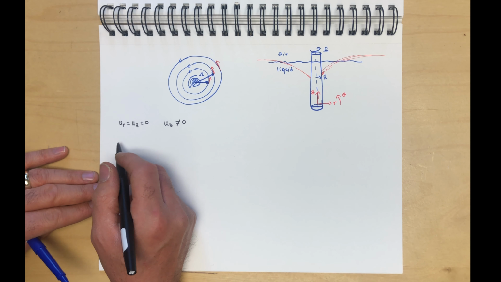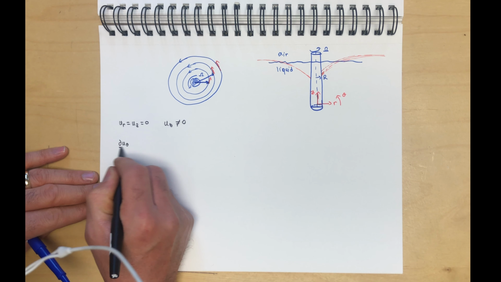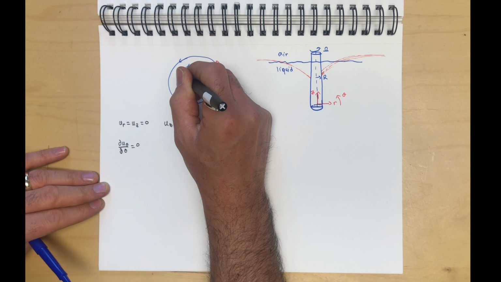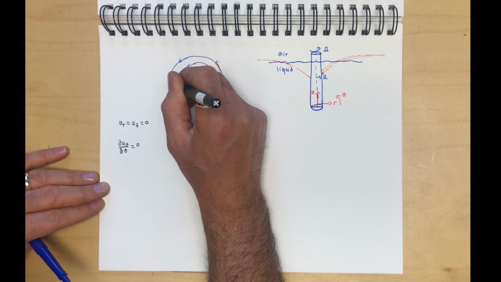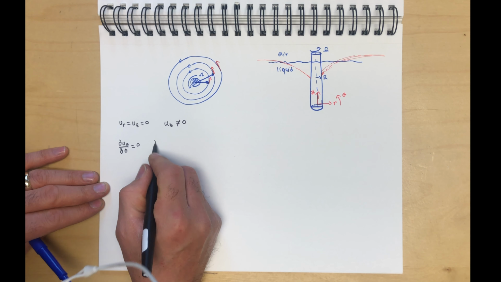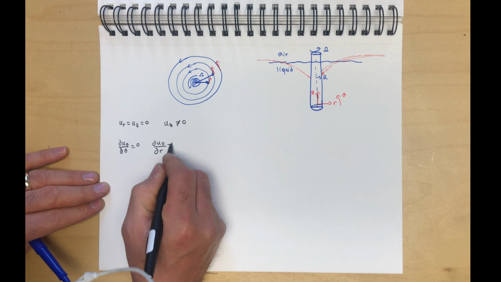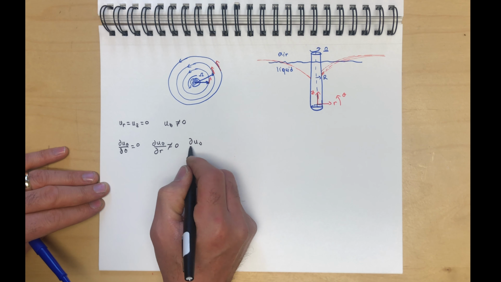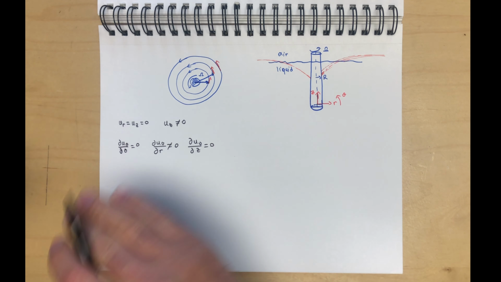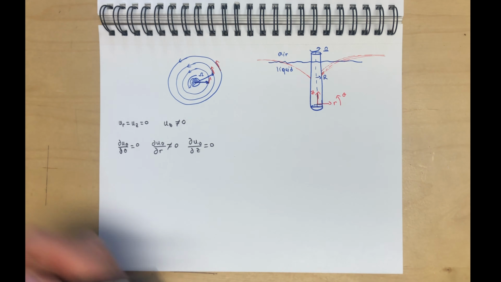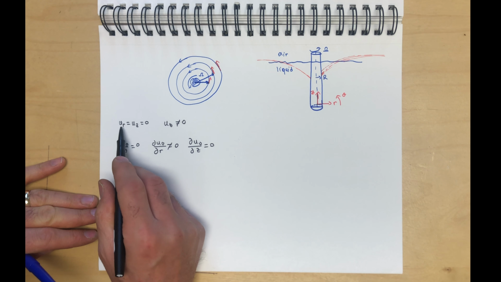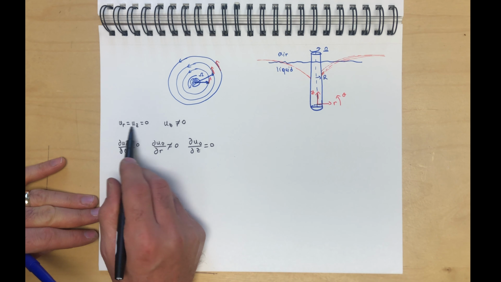Now, in terms of gradients, du theta by d theta is equal to 0. We're going to assume that the velocity is constant along each of these circles. It will change as a function of r. So du theta by dr is not 0, but it's 0 in the z direction. Same velocity at different z planes, and same velocity at different thetas. Obviously the other gradients are 0.